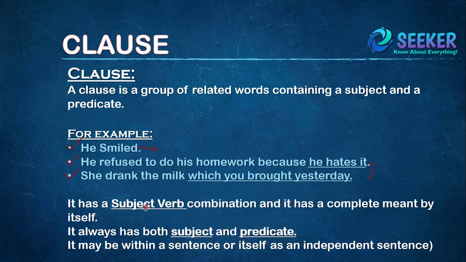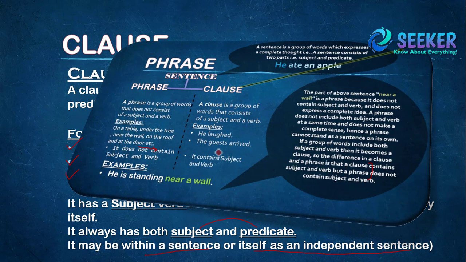A clause has a subject-verb combination and it has a complete meaning by itself. And a clause has both subject and predicate. And it must be within a sentence, or it is itself an independent sentence. If you have not watched our previous lesson on phrase, you can check the link in the description or from this I button. So you can also watch that video.